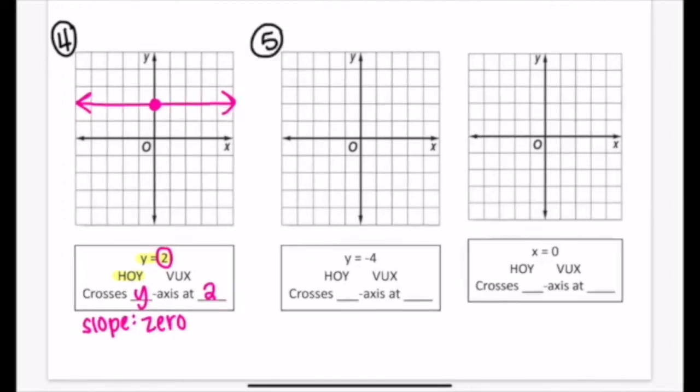Example 5, we have y equals -4. So again, y, horizontal, 0 slope, y-axis. So y-axis at -4. So on the y-axis, go down to -4. Put your point, and this is a horizontal line, so it goes from left to right.